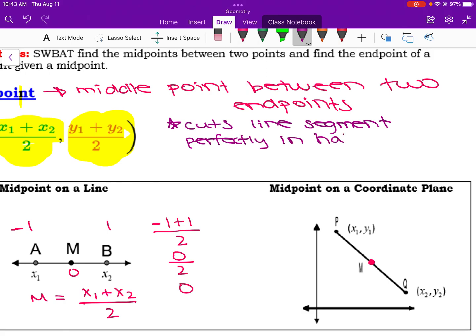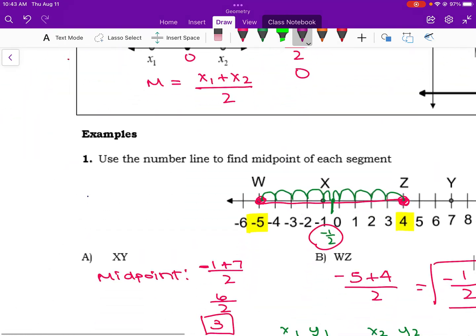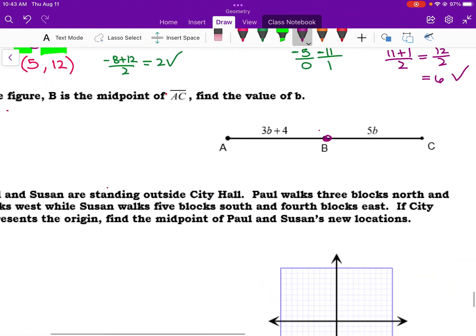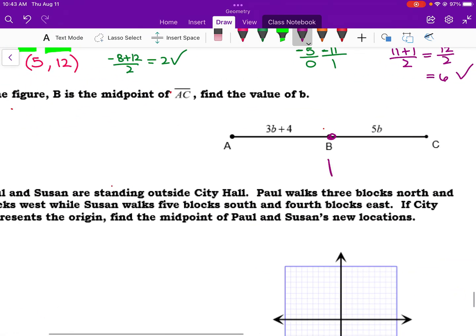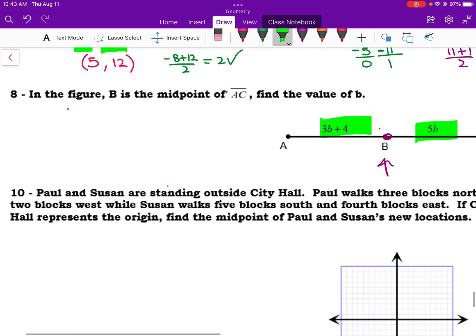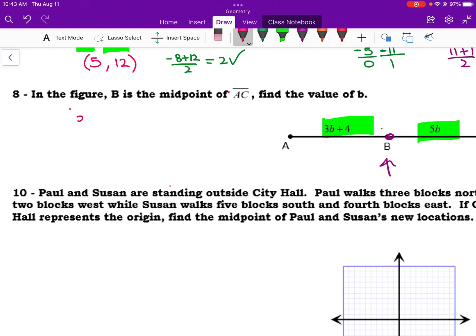Later in our content this year, we'll learn that this term is also known as bisect. To bisect means to cut something perfectly in half. So if I know that back down here, I have this line segment that's being bisected by its midpoint, then these two expressions have to be equal to each other because they're the same distance. So I know that 3b plus 4 equals 5b. And now it's just an algebraic equation to solve.